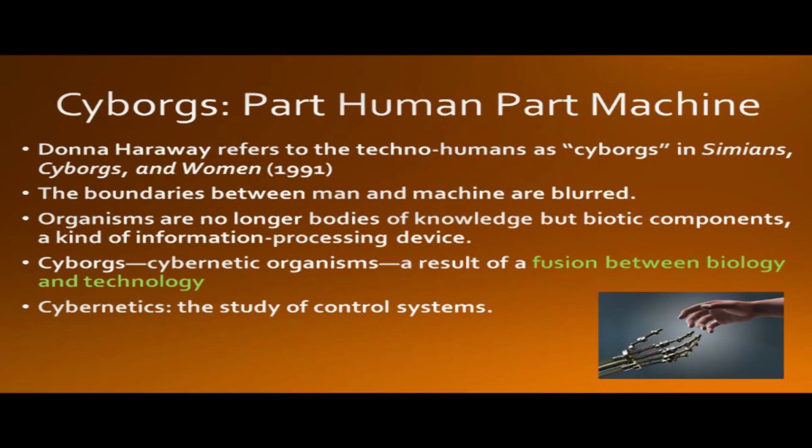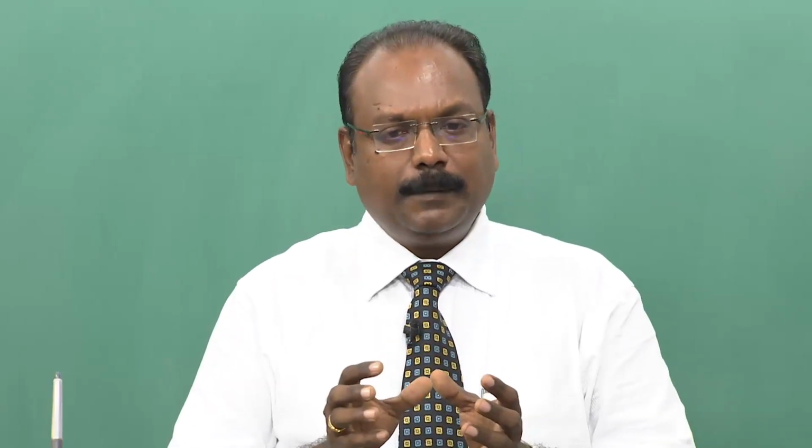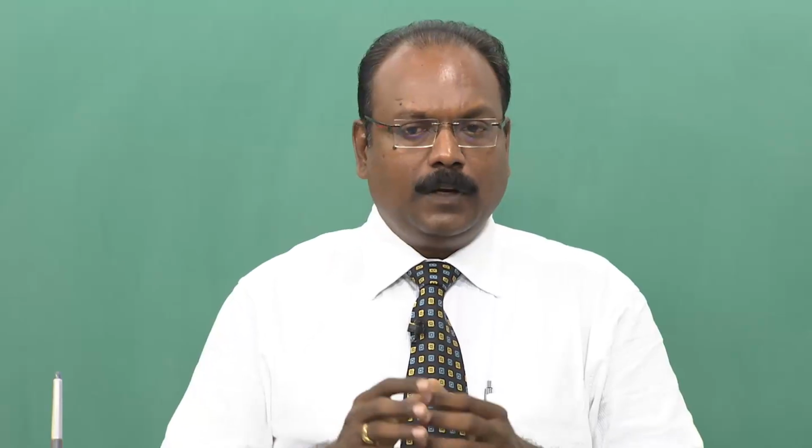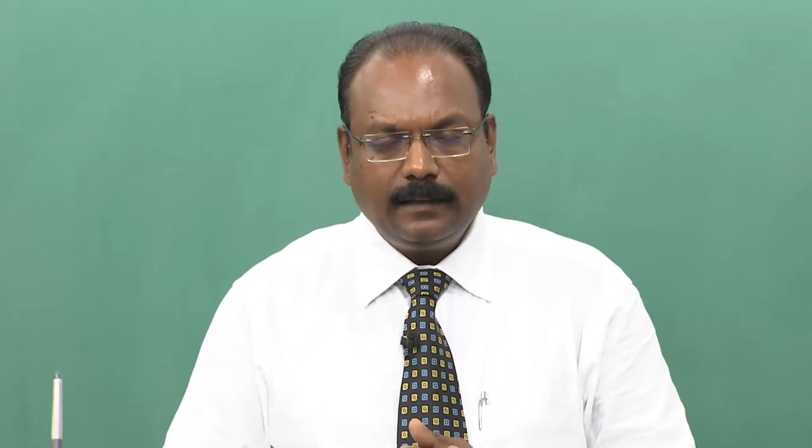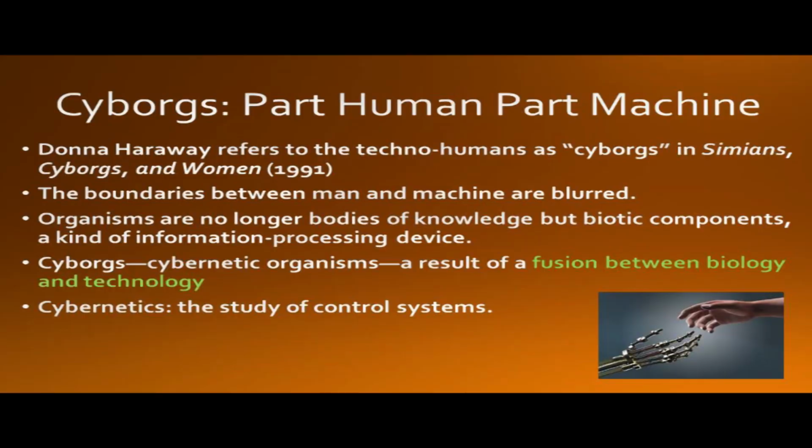And Donna Haraway, in her famous book Simians, Cyborgs and Women, refers to the techno humans that we have all become as cyborgs. Now, cyborgs are actually shortened from the phrase cybernetic organisms. Now, what do cyborgs indicate? They indicate that the boundaries between man and machine are blurred. So, now you cannot distinguish man from machine. Okay, they have become integrated, they have become part and parcel.